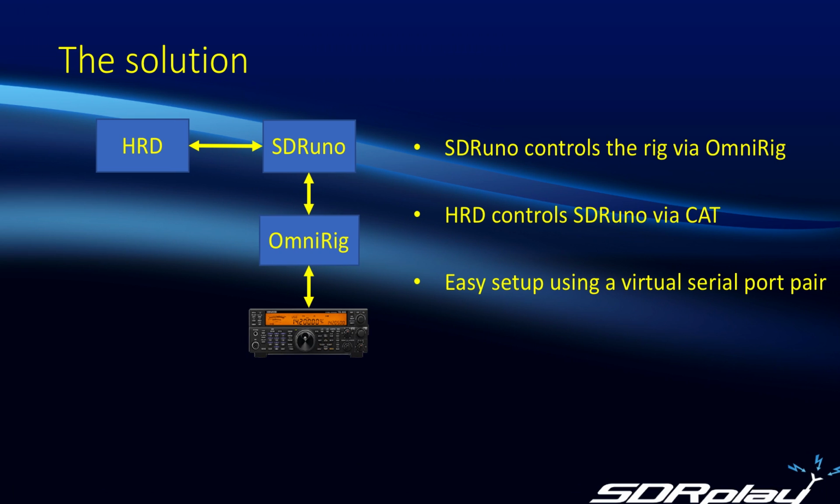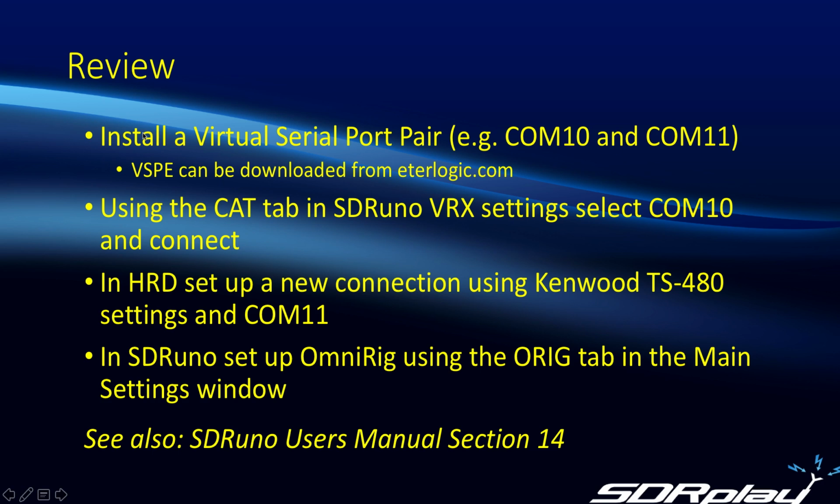So let's go back to review what we did. Essentially, we installed a virtual serial port pair. In this particular instance, I used something called VSPE. I believe there are other virtual serial ports out there that work just as well. We then used the CAT tab in SDRuno in the VRX settings window and selected COM10, and that made our connection with the virtual serial port. Then in HRD, we set up a new connection, and we used Kenwood TS480 settings and COM11. And then back in SDRuno, if we hadn't done so already, we could set up OmniRig using the OmniRig tab in the main settings window, and that would let Uno control the rig. A brief summary of this also appears in the SDRuno user's manual section 14, but it may not have been as clear as it could have been to first-time users, which is one reason why we put together this video.